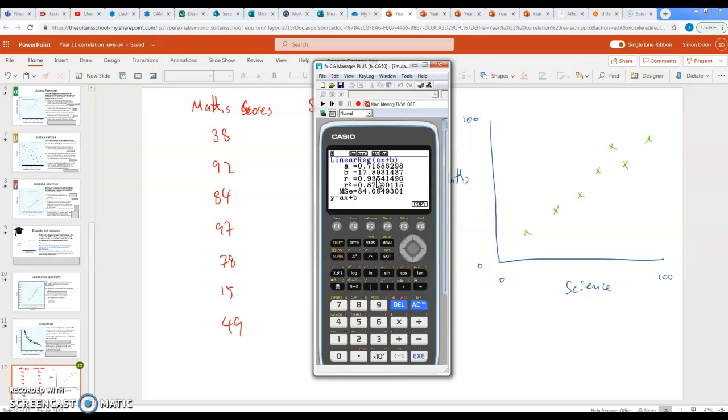So this value of 0.935 is telling me that the correlation is very strong. So any prediction I make, when I know a student's math score, to find out their science score is going to be fairly reliable. It's going to be a pretty good estimate.